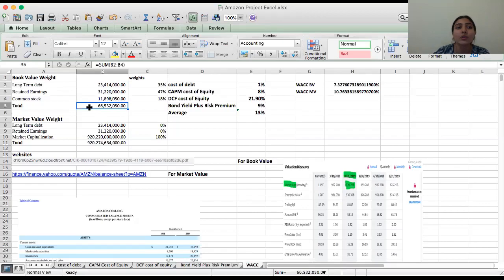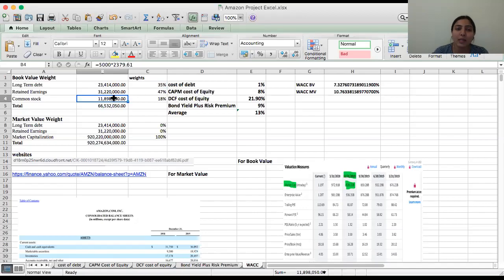In order to find the weight of long-term debt, I divided the amount of long-term debt by the total of all the three. I will show you how I did it. See, long-term debt divided by the total. In this way, you can get the weight of each particular item. I found the weight of long-term debt, retained earnings, and common stock. I divided the amount of retained earnings by the total to get the weight of retained earnings, and I divided the amount of common stock by the total to get the weight of the common stock.